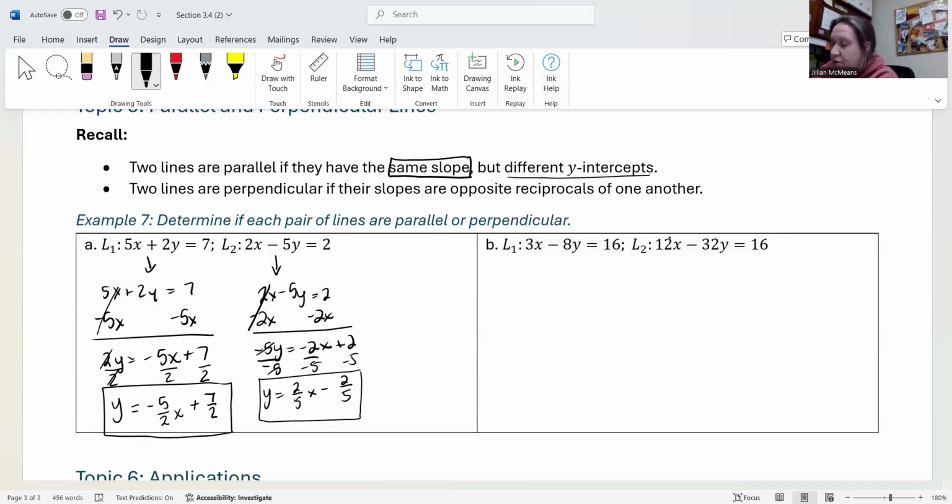So let's look at those two slopes. For L1, we had a slope of negative 5 over 2. For L2, we had a slope of positive 2/5. Well, right off the bat, one's positive and one's negative. They're definitely not the same slope. So we can say right off the bat, there's nothing parallel about these two lines. But so far, we have a positive and a negative. And if I look at 5 halves, the reciprocal of that is 2/5. So here we have opposite reciprocals. So that means these two lines are perpendicular.